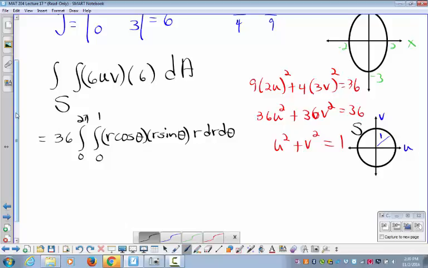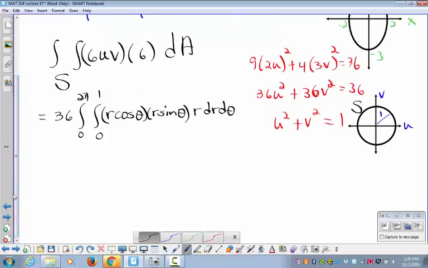So we Jacobianed over to the UV system to a circle. A circle is a really nice polar region, very polar friendly. Now we're good to go. So, integrating with respect to r first, we have r cubed, so we're going to get r to the fourth over 4, cosine theta, sine theta, and r is going 0 to 1.